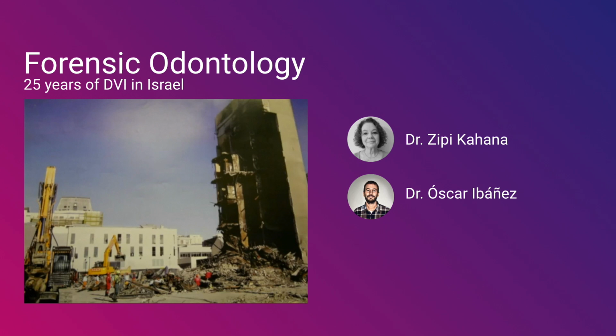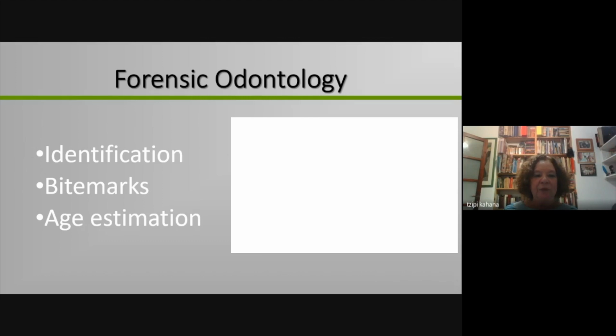When we talk about forensic odontology, we can talk about three different areas: identification, bite marks, and age estimation. In this specific talk, I will mainly put my emphasis on identification, although I will go a little bit with an example on age estimation.